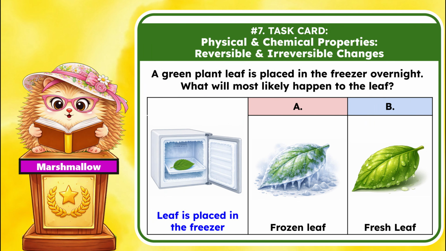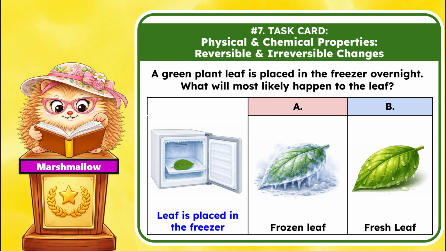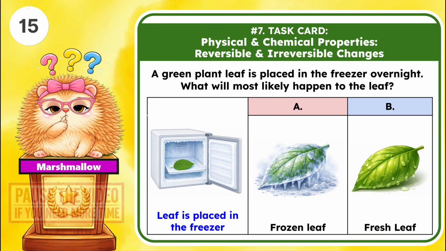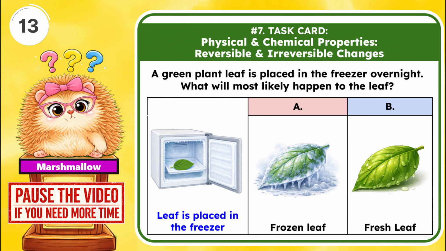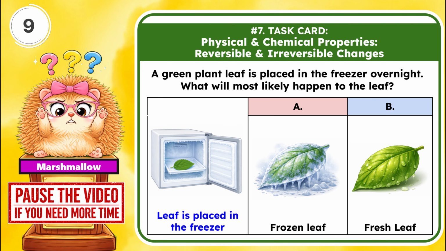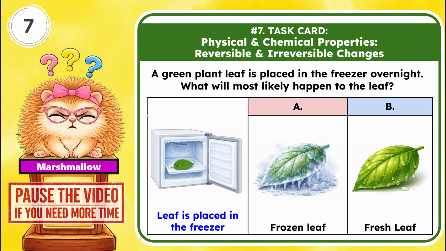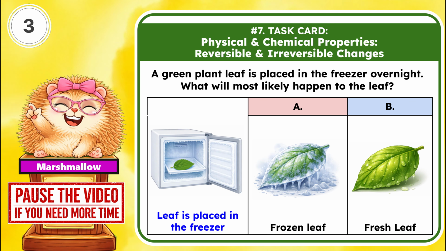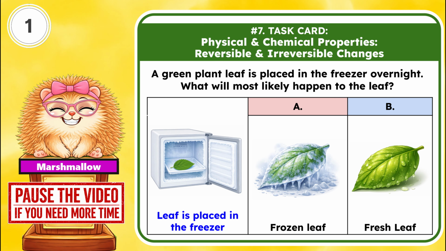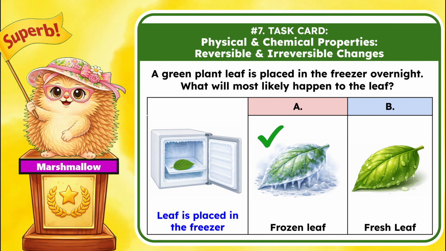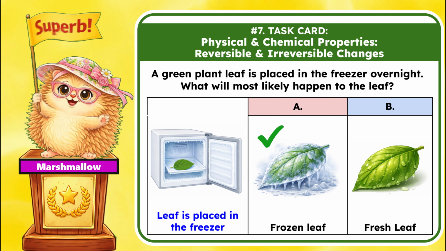A green plant leaf is placed in the freezer overnight. What will most likely happen to the leaf? And the correct answer is letter A. Frozen leaf.